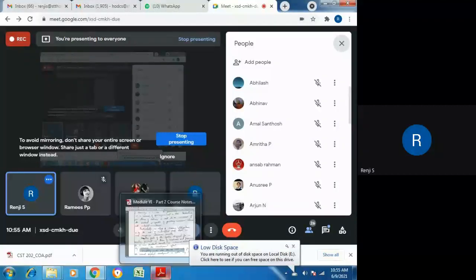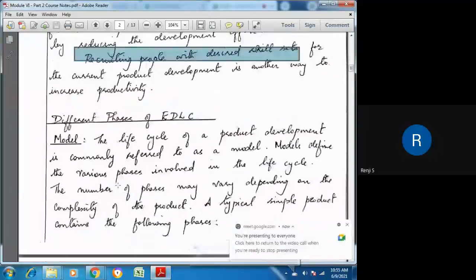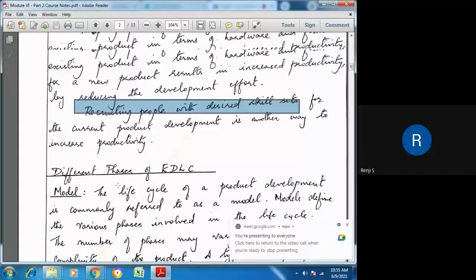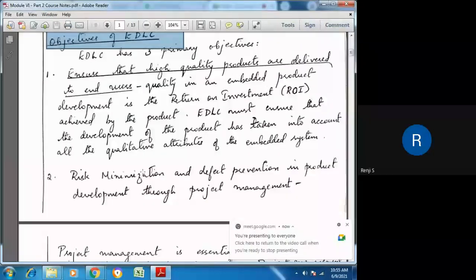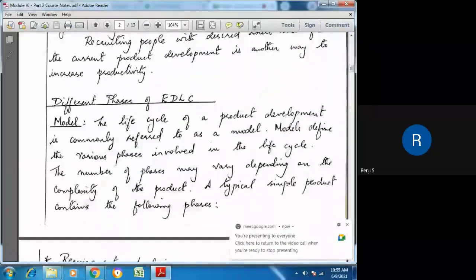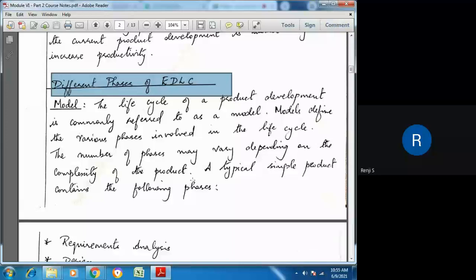Okay, so now let me go on to the different phases. This is an essay question. Okay, this objectives of EDLC is a 4 mark question or a 3 marks question, and phases of EDLC. This is a big question. It is too big to write as a 9 mark question. So certain phases of EDLC will be asked. Okay, is it clear to you?